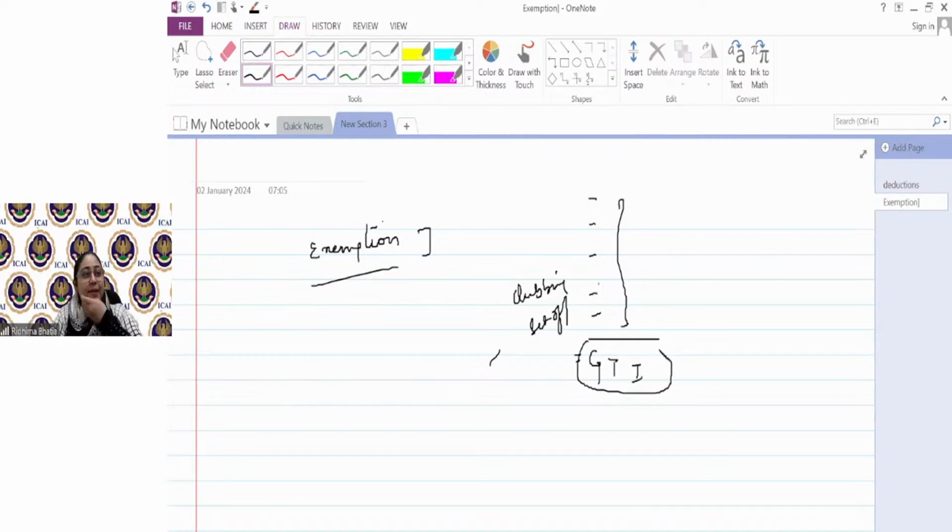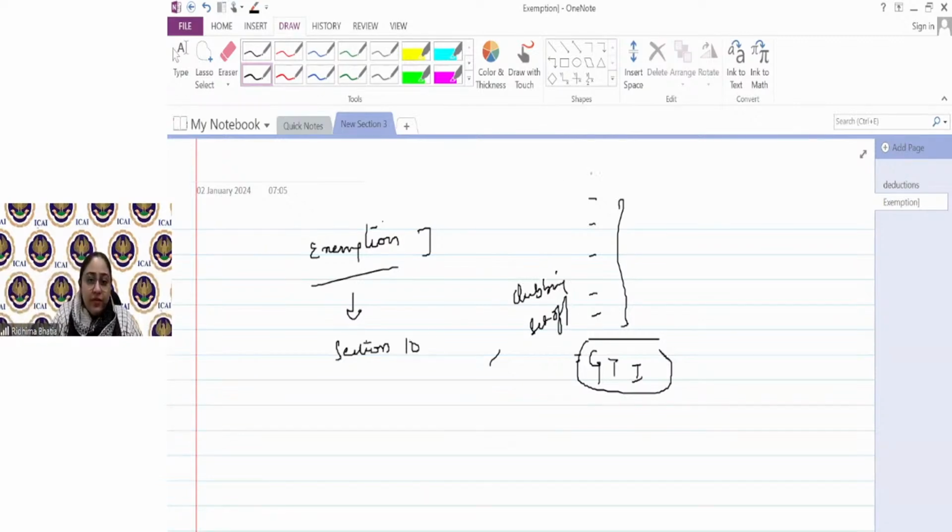So it would not be included in my gross total income at all, or in the respective heads of income at all. For example, if I give an example of HRA, house rent allowance, a certain part of it is exempt, or sometimes full part of it gets exempt. So that is called income not included in the total income of assessee, and those exemptions are catered through majorly section 10. Section 10 has multiple clauses of income which are not taxable or not taxable to a certain extent.